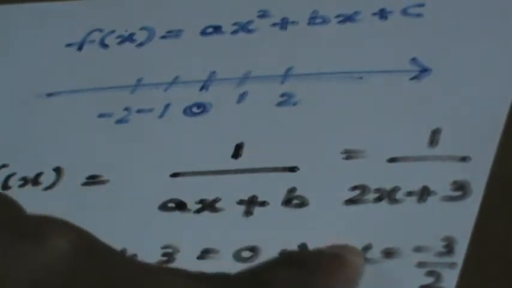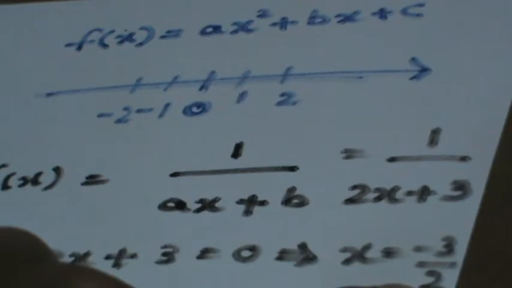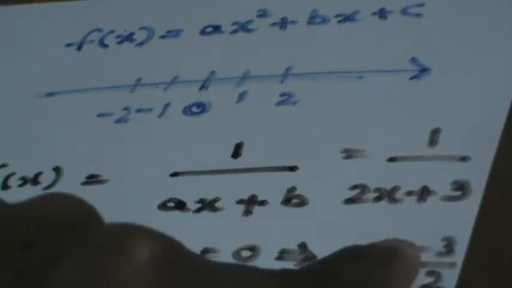If x equals minus 3 by 2, infinity cannot be reached. So we think of f(x) at infinity as neither a rational nor an irrational number. It's not defined. So when x is equal to minus 3 by 2, this function is not defined.